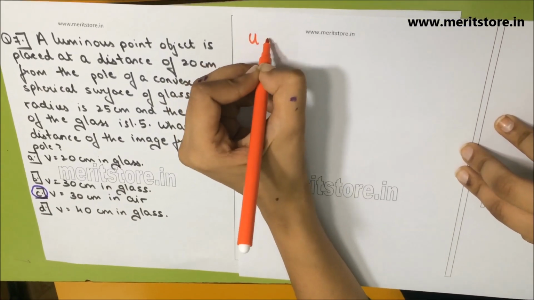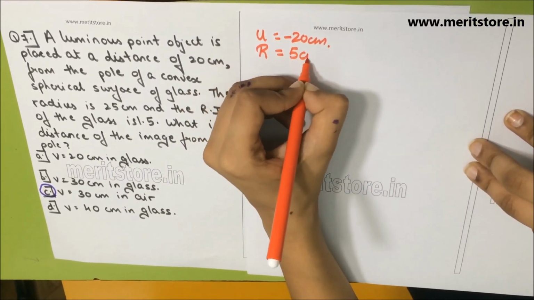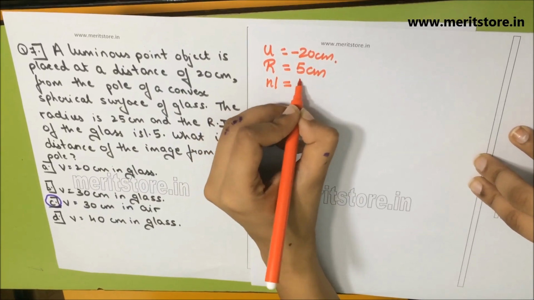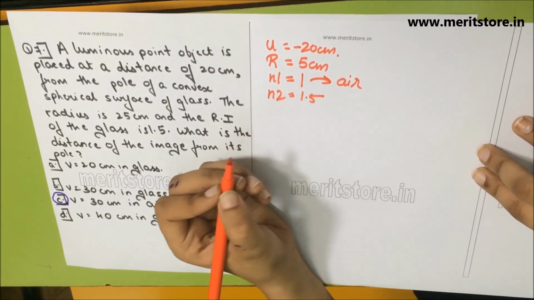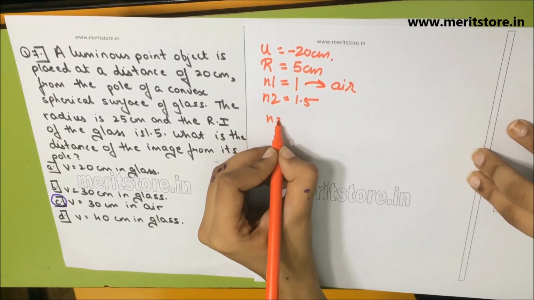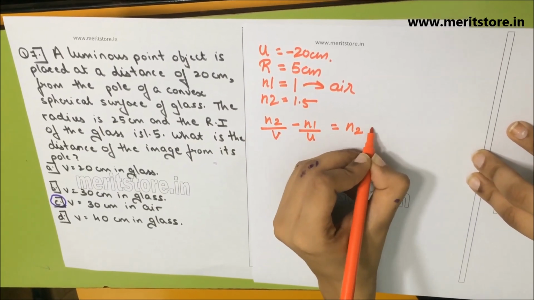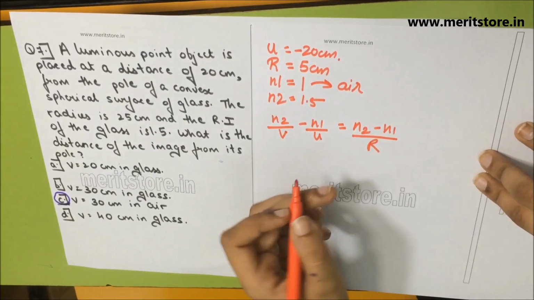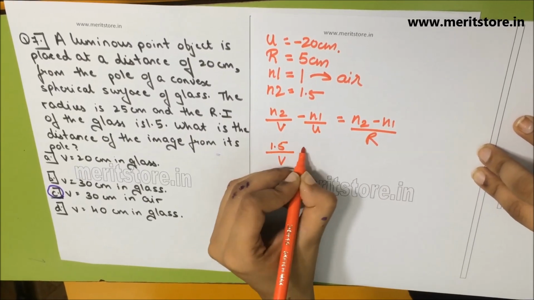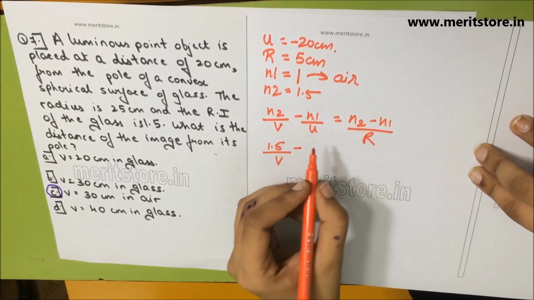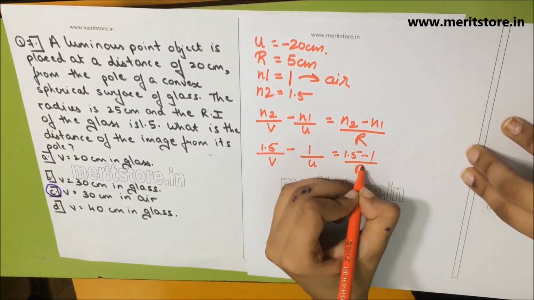So over here we have U as minus 20 centimeter. R is 5 centimeter. N1 is taken to be 1 because of air and N2 is given to us as 1.5. Using the formula N2 by V minus N1 by U is equal to N2 minus N1 by R. Now we will substitute the values into this. N2 is 1.5 by V, N1 that we have considered 1 because of air is 1 by U is equal to 1.5 minus 1 upon R.